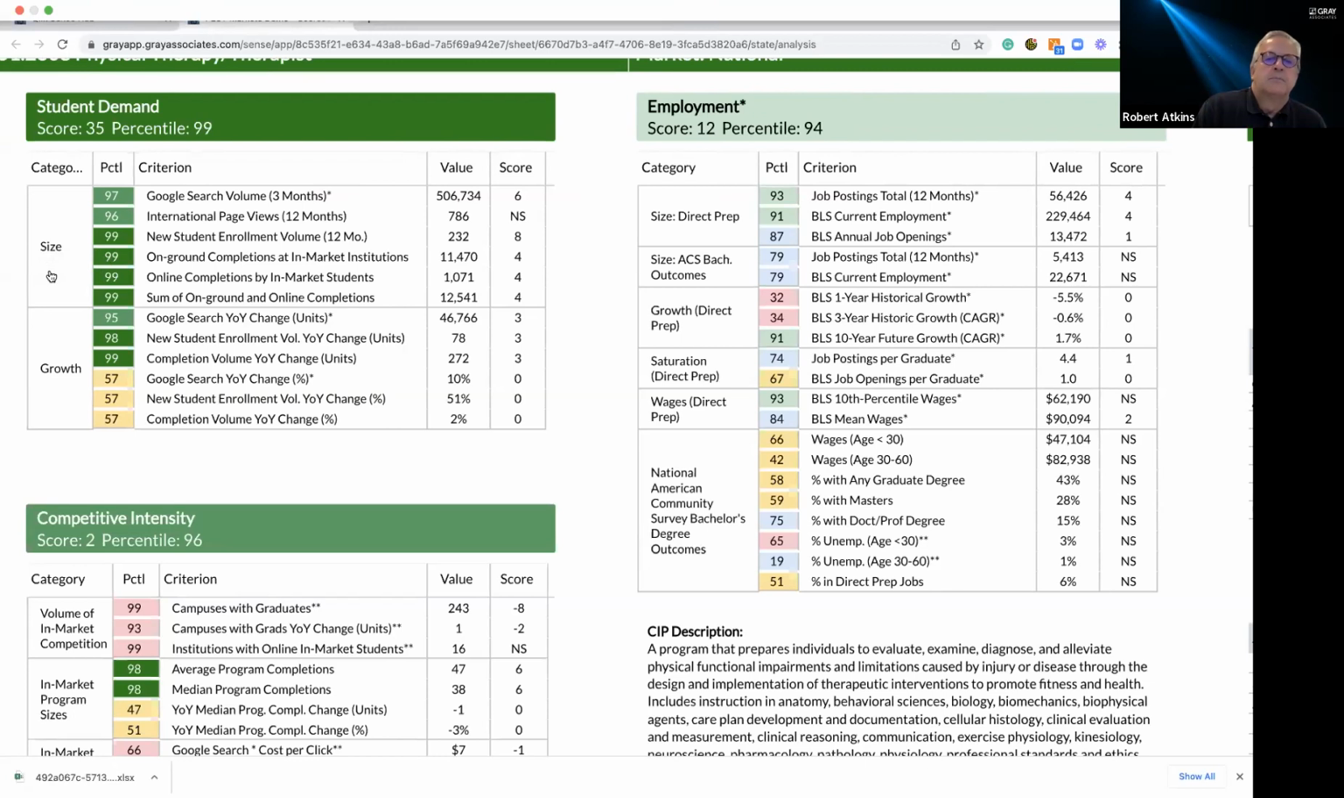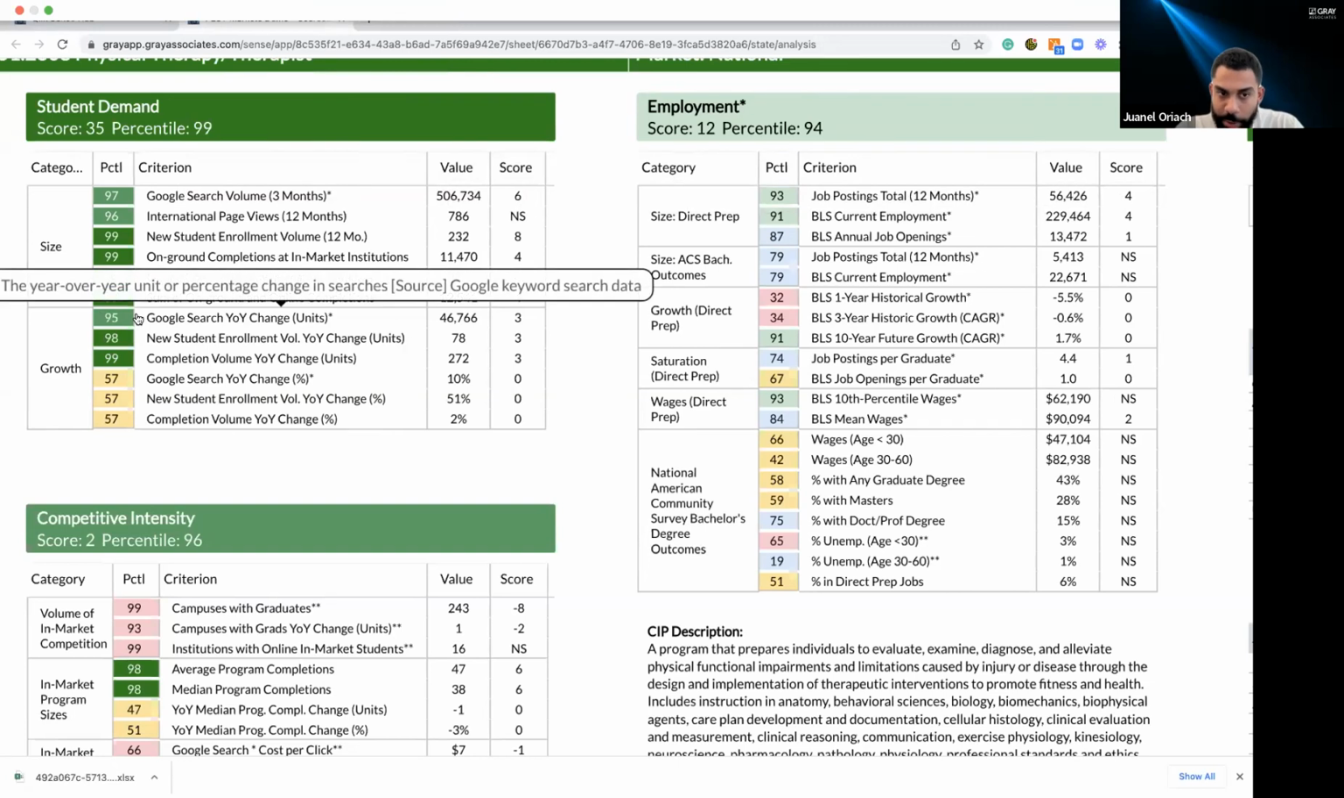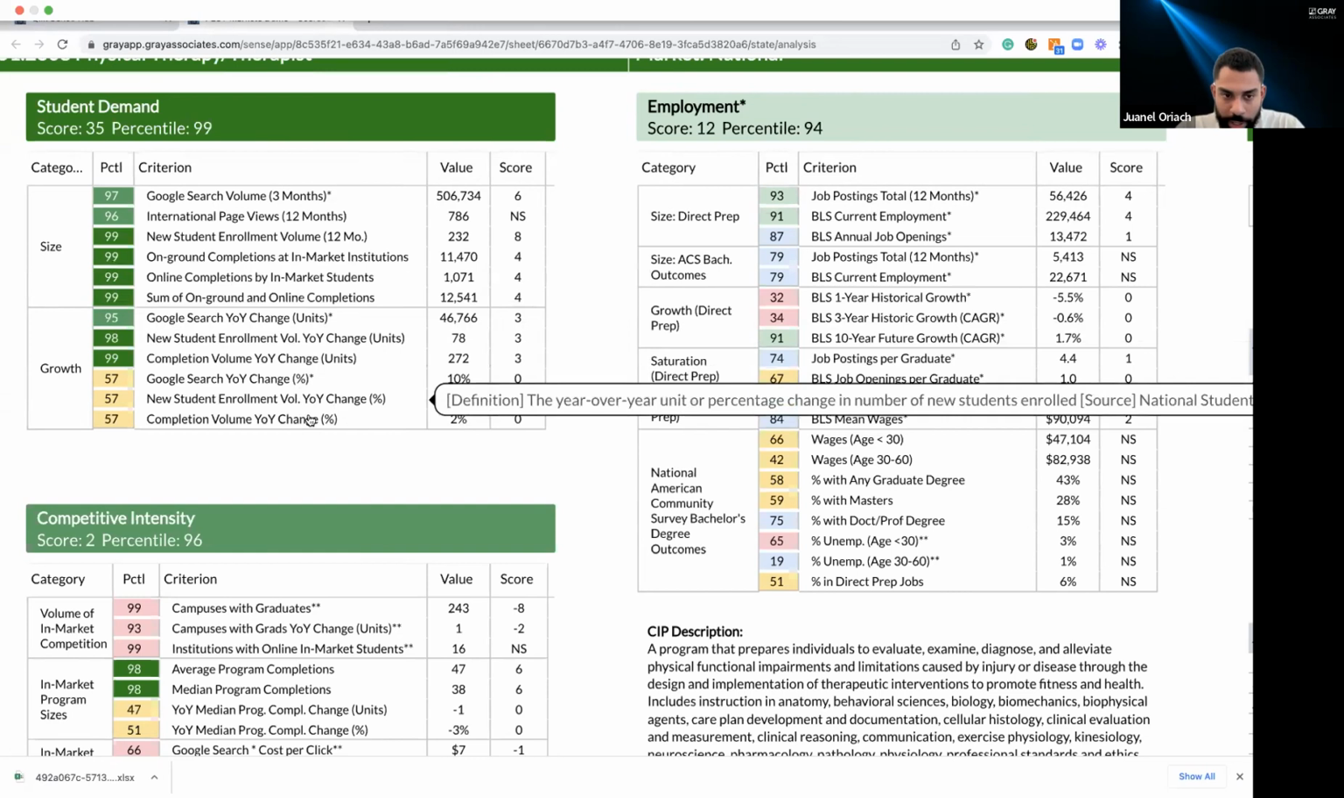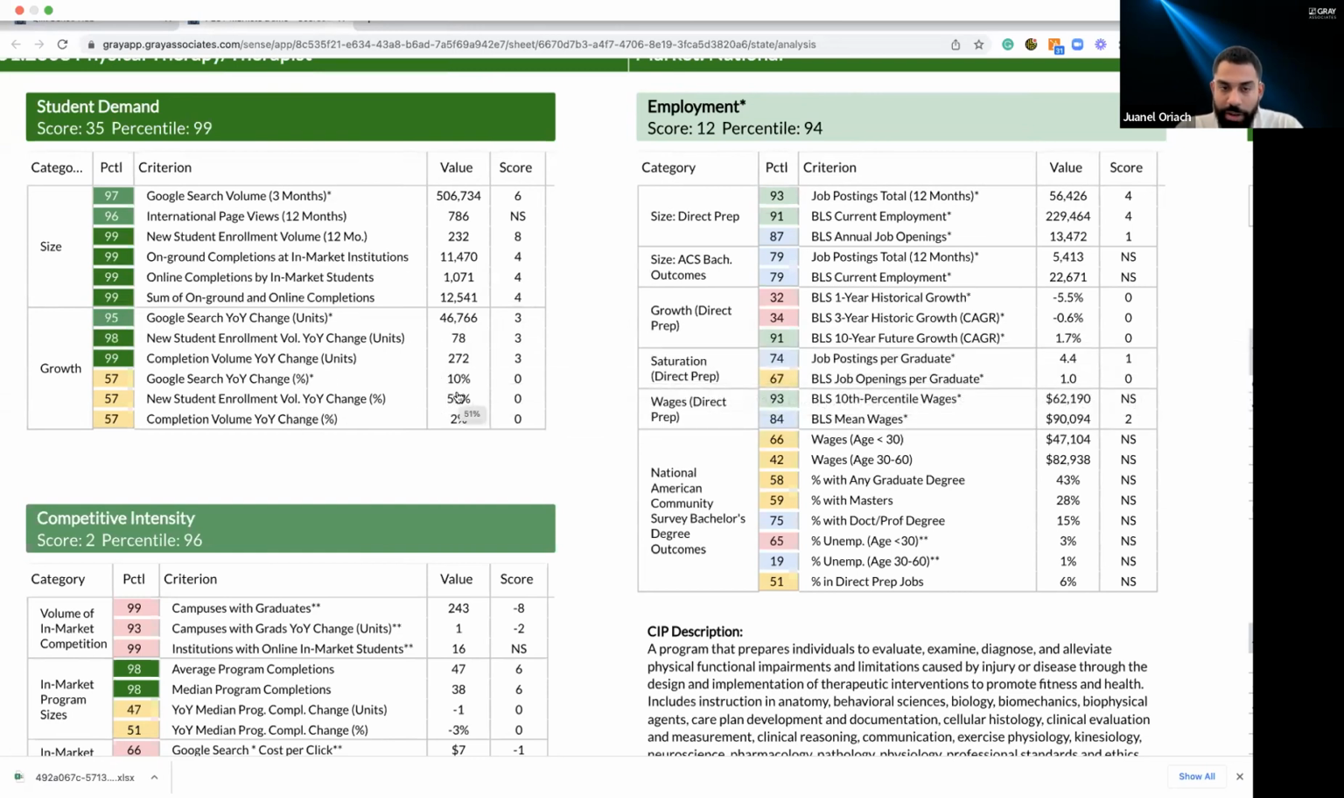Nope. And we're looking at the size metrics here, dark green, but we're also seeing some dark greens on the growth metrics for Google search volumes, which, in our system, we can actually dive in and see the actual keywords growing specifically for physical therapy. We see new student enrollment growing as well, and completion volumes growing, all in units. And we see some overall increasing percentages for the year over year change for those metrics. So student demand is very healthy here.